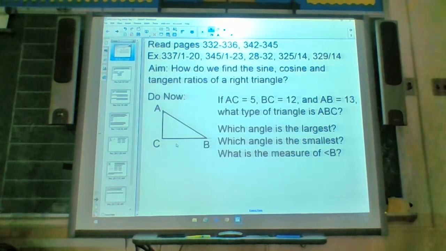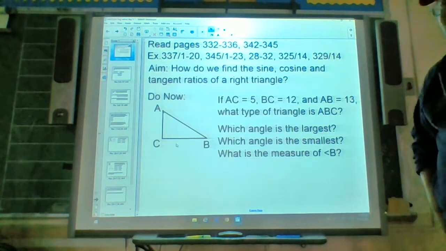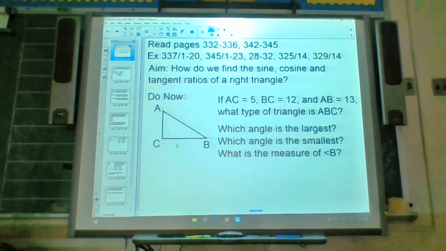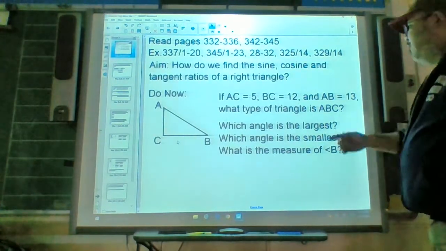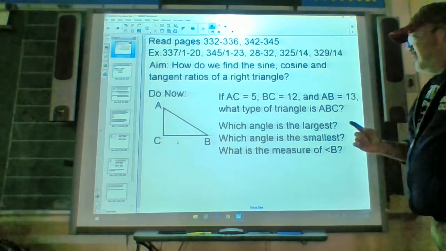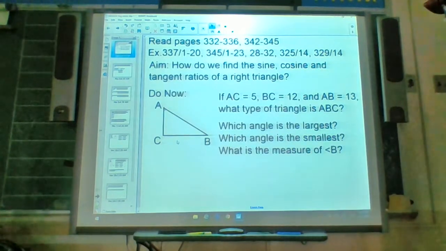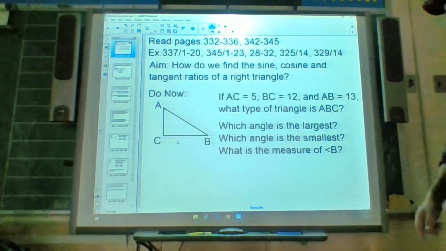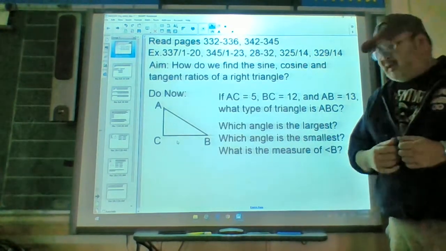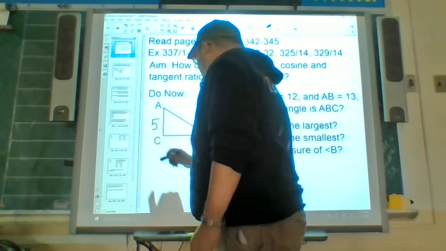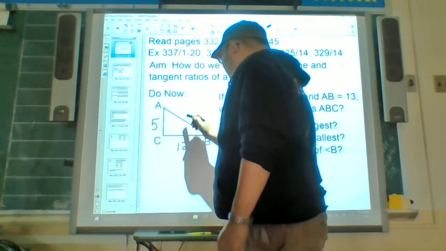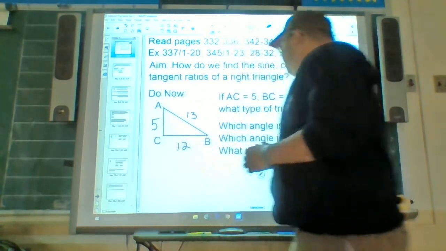Our aim: how do we find the sine, cosine, and tangent ratios of a right triangle? So our first question is, what type of triangle is triangle ABC if the sides AC is 5, BC is 12, and AB is 13? Let us now label our diagram. AC is 5, BC is 12, and AB is 13.